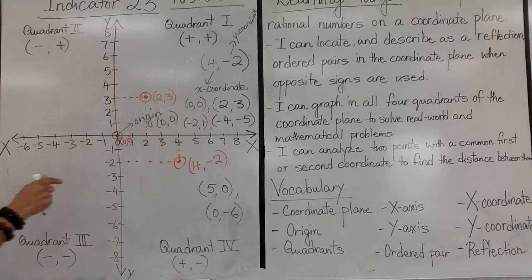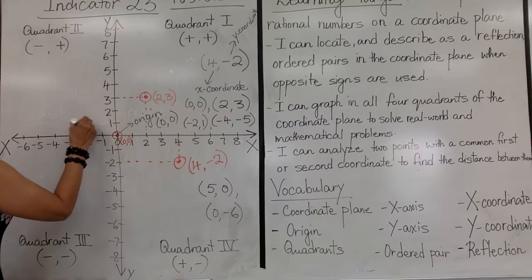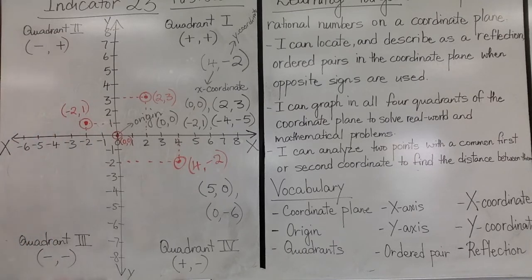Now, if I've given you negative 2, 1, here's negative 2 on the x and then I have 1 which is up here. This is negative 2 and this is 1. This is where they meet over here. So this is my negative 2, 1. Now, if I say negative 4, negative 5, x first, so this is negative 4, and then it says negative 5. So here we go, and where they meet, this is my point. And this is negative 4, negative 5.